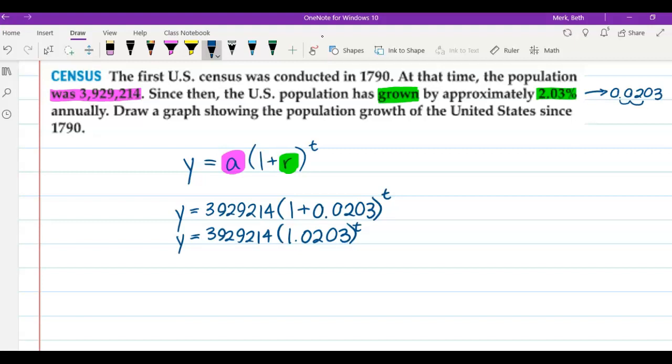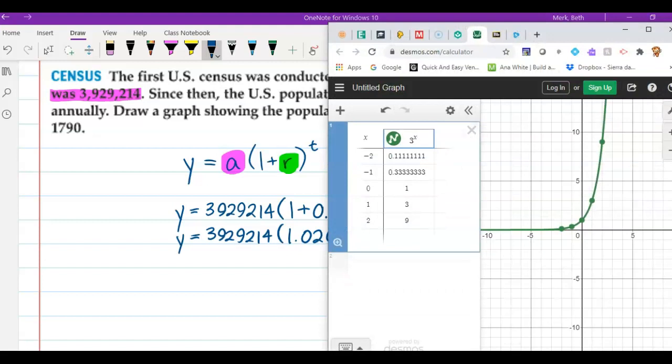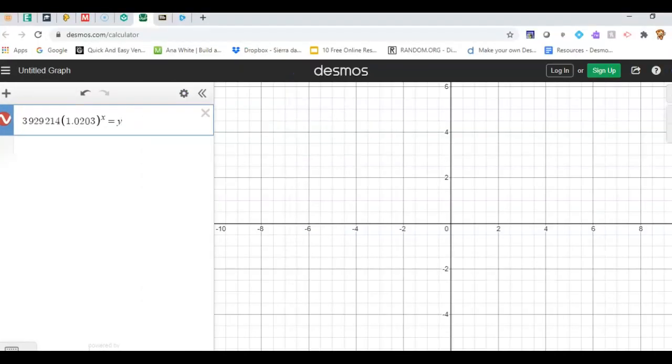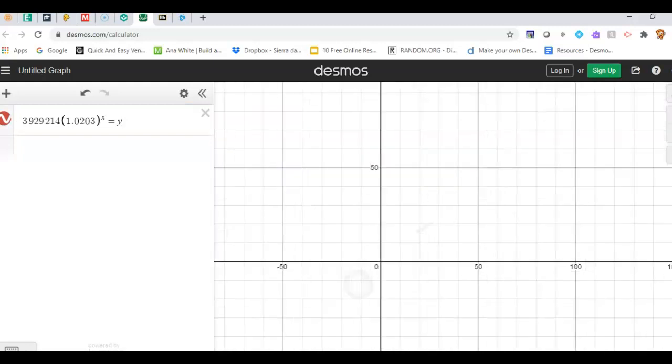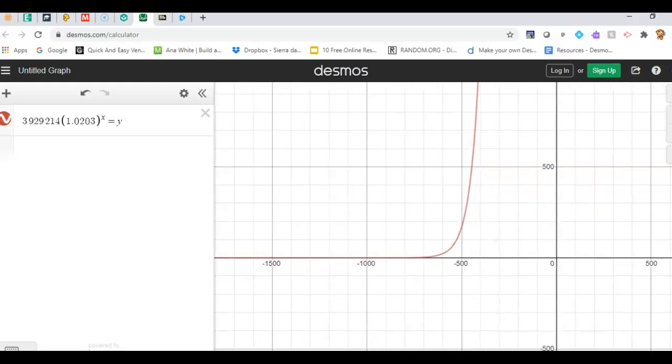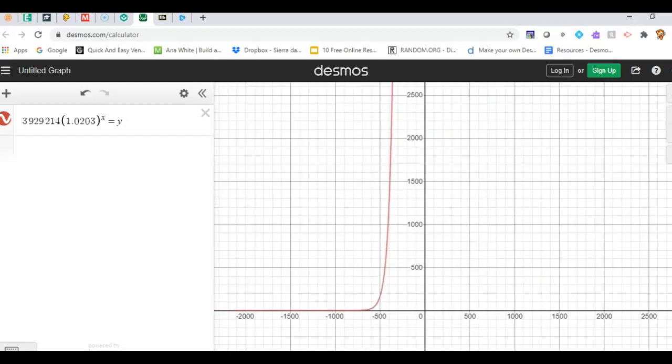If I were to graph this, we would have 3,929,214 parentheses 1.0203 close parentheses to the x equals y. Now, when I look at this on my graph, I can't find it because I'm only looking at a tiny window. I need to kind of zoom out, see if we can't find this graph. Oh, there it is. Way over here. That's what the graph is looking like.